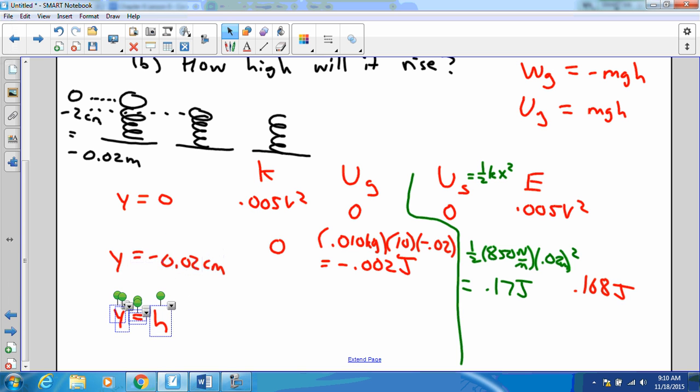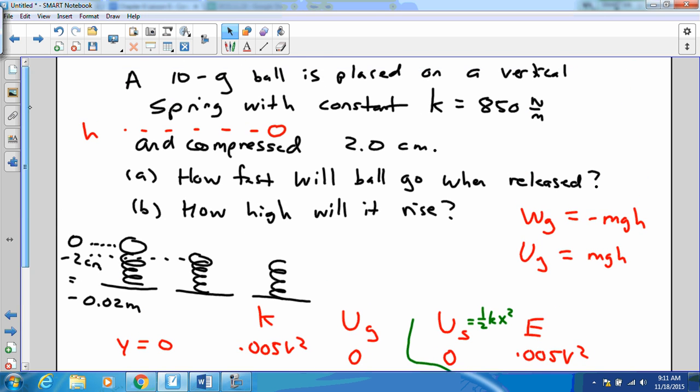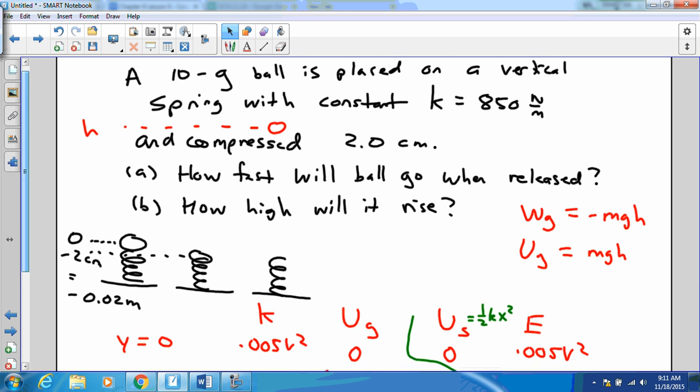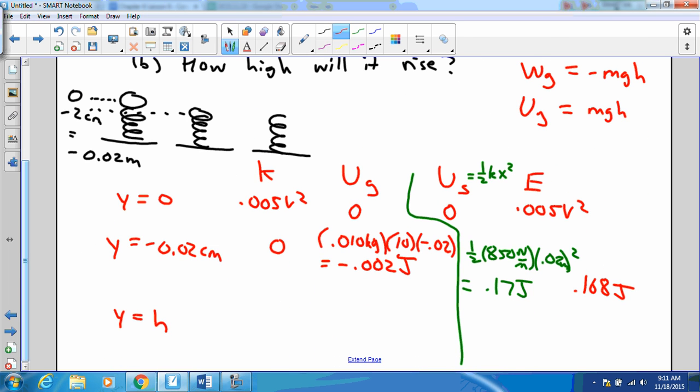And then finally, up at y equals h, notice that the ball is going to go up to its highest height. Right at the top, what is its speed? 0, which means it has 0 kinetic energy also. So we can say at the top that it has 0 kinetic energy. It's going to have a potential energy of mgh, which is equal to 0.01 kilograms times 10 meters per second squared times h, or 0.1 h.